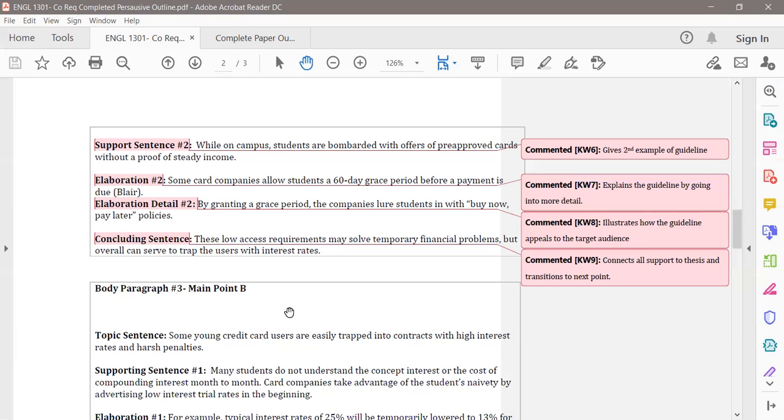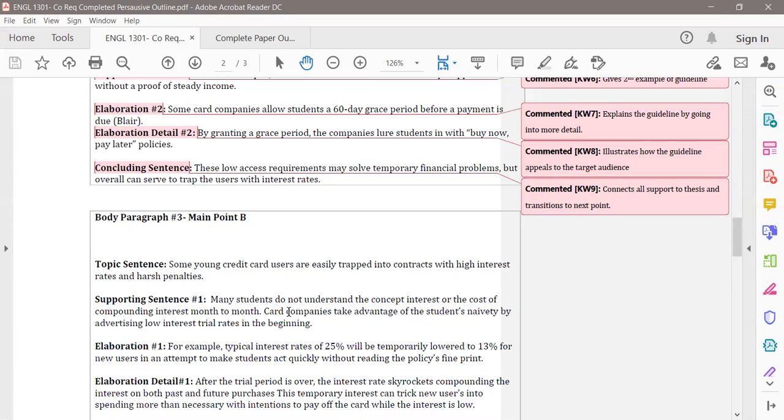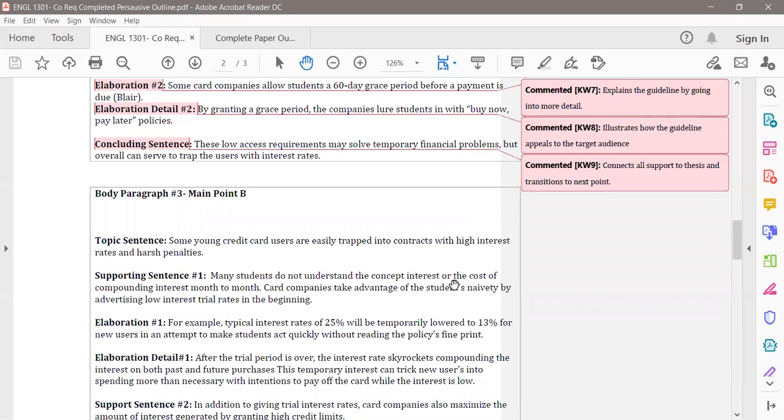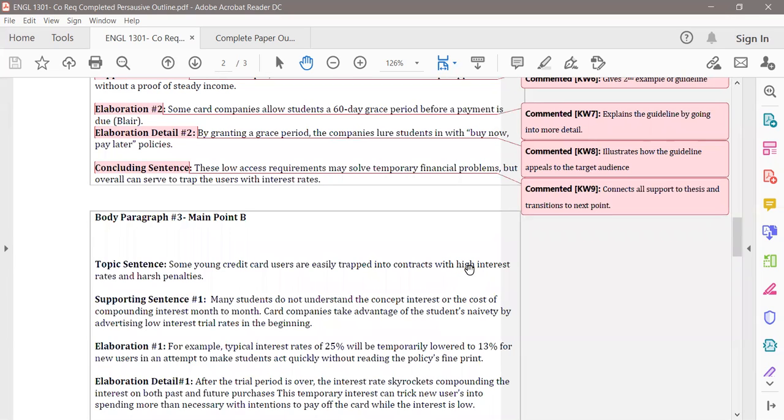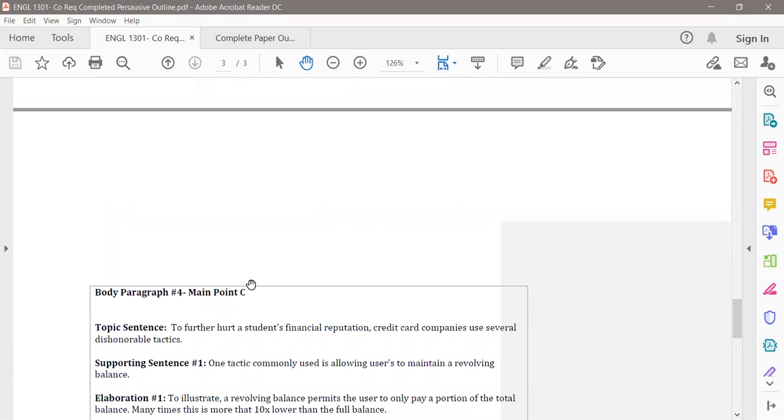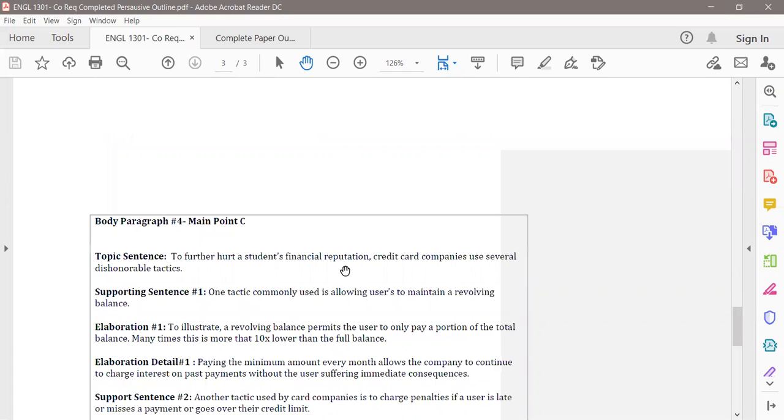For the purposes of this video, I did not annotate again because remember, the next 2 paragraphs do exactly the same thing. But you can read through here and see my examples of the next 2 points in my thesis statement, which are the high interest rates and harsh penalties. And then the next paragraph is about hurting students' financial reputation by using dishonorable tactics, and the tactics are what I focus on in the next paragraph.